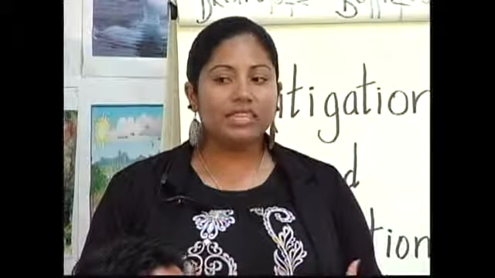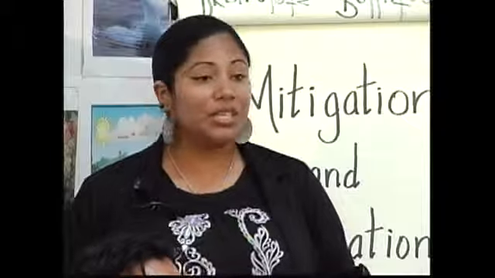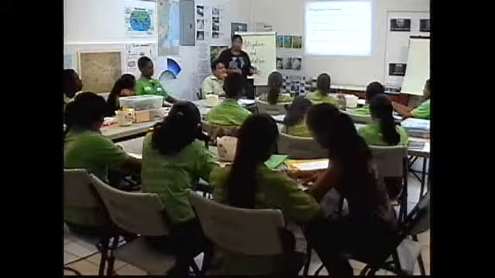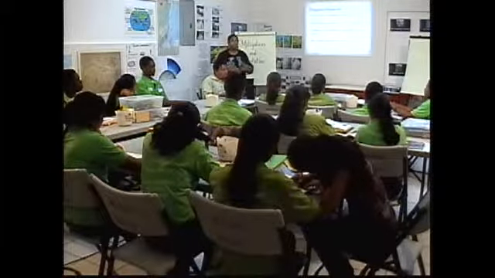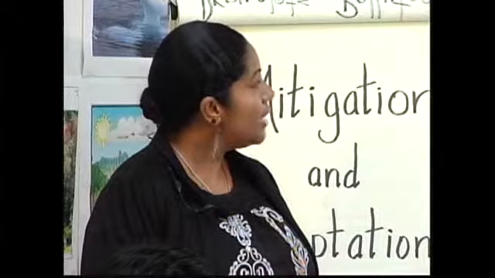So then, when we talk about mitigation, what are some of the things globally that we can do? Use of low or no carbon energy sources. So we now have solar panels, we now have electric cars. Some people don't have to use cars anymore that use petrol. We can ride our bicycles more often. We can walk more often. Increased energy saving and efficiency of energy use.